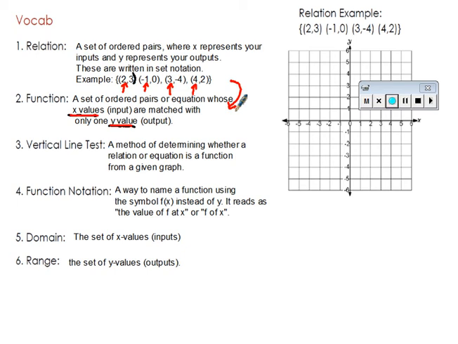Function notation is a way to name a function using the symbol f of x instead of y. It reads as the value of f at x, or f of x. Domain is the set of x values, inputs. Range is the set of y values, outputs. Go ahead and pause your video here, and we are going to continue with the next phase.